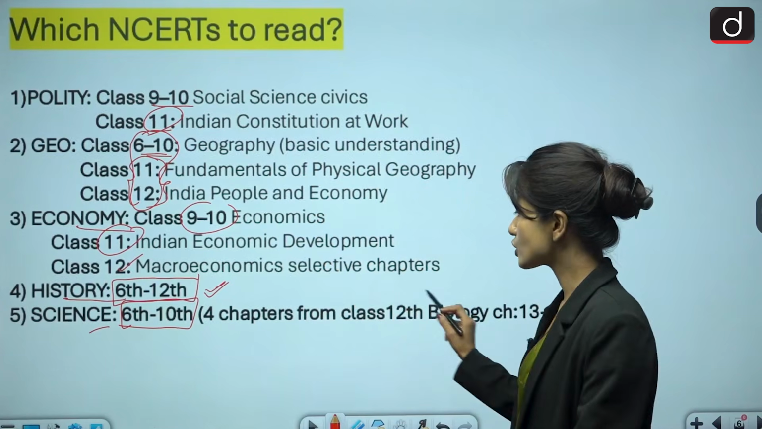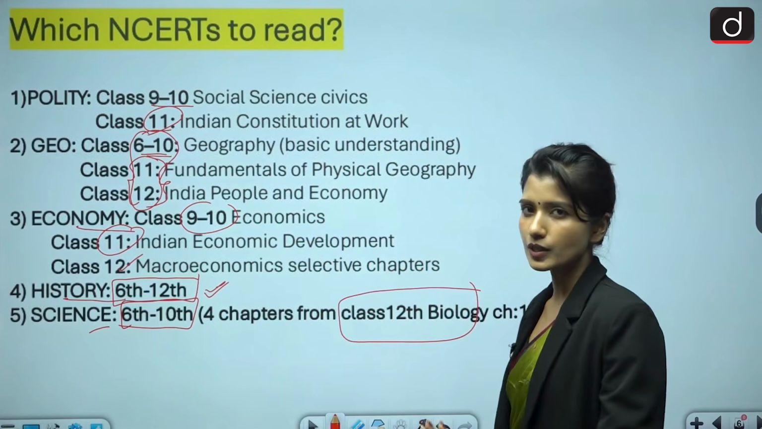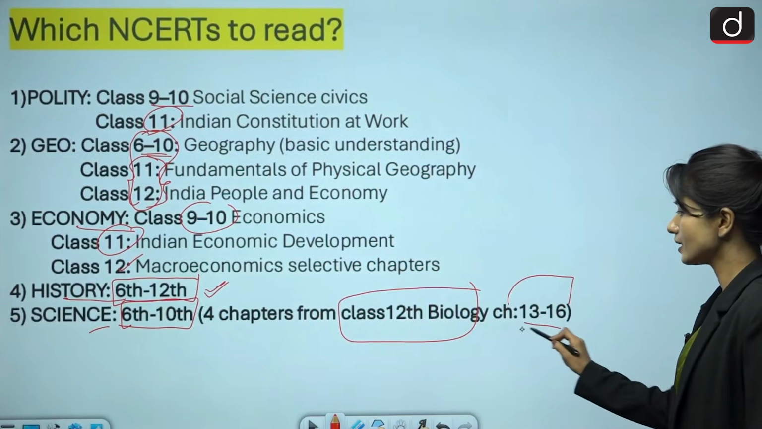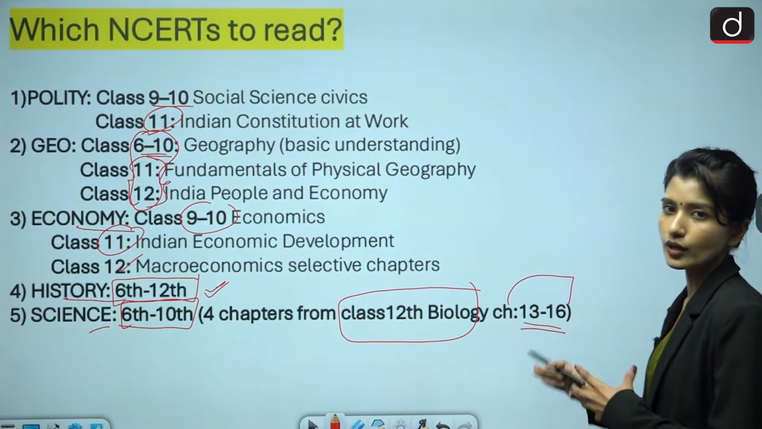And from the class 12th biology book, there are 4 chapters, chapter number 13 to 16. This is what you're supposed to study according to your syllabus.